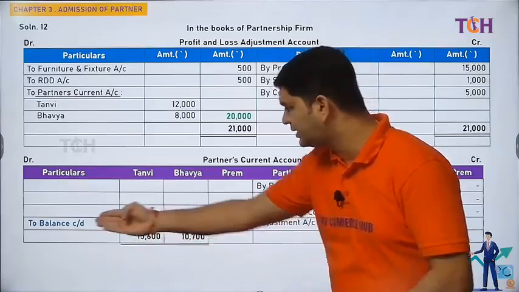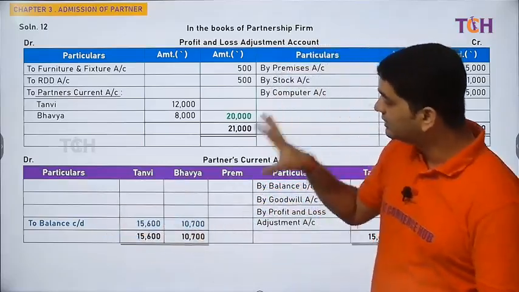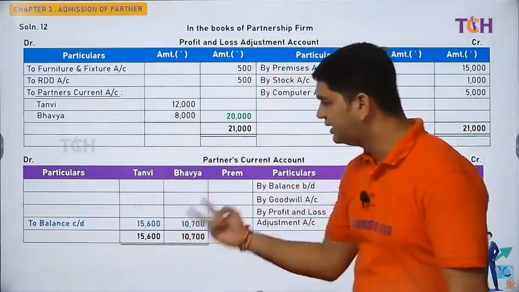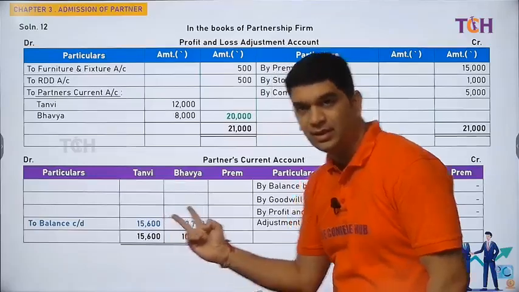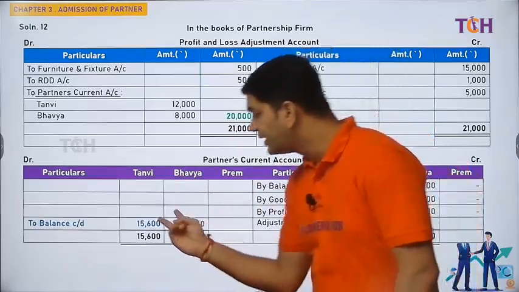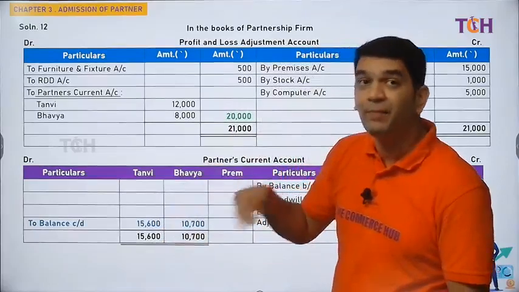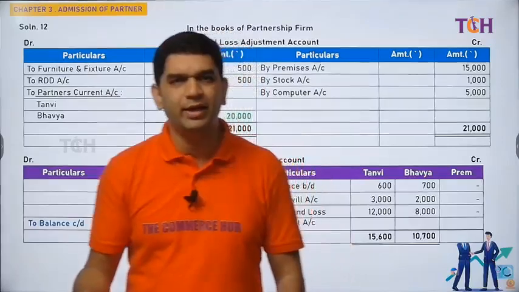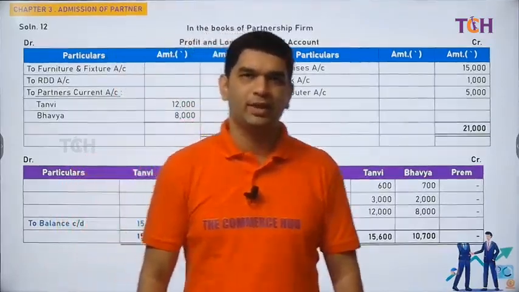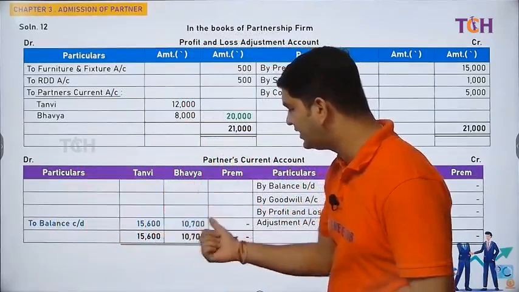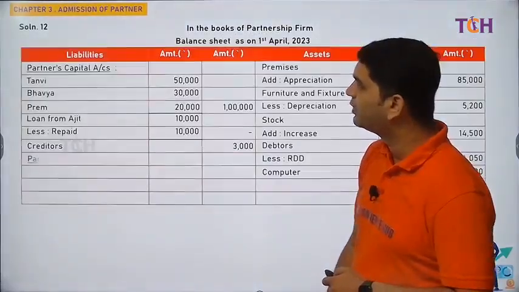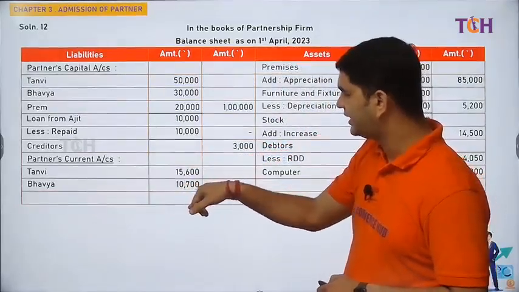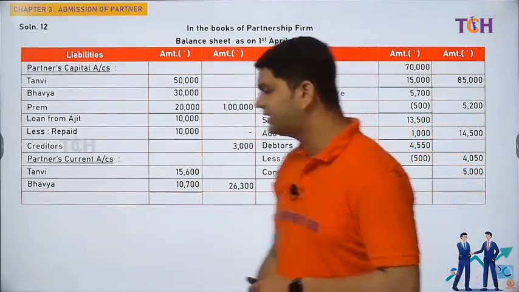So the total is itself the balance, this balance carried down. That itself means this current account will show on the balance sheet. Now which side? Obviously this is a credit balance, because the credit side total is heavier. This is a credit balance, therefore it will go on the liability side. Credit balance is liability, right? So in the balance sheet liability side we will now write these amounts, 15,600 and 10,700. Here we go. Partners' current account Tanvi and Bhavya 15,600 and 10,700, total in the outer column 26,300.